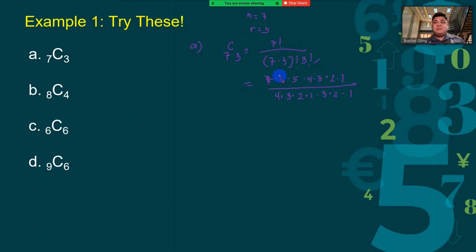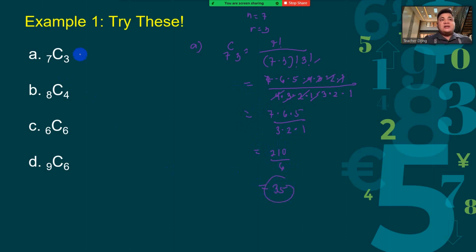Then cancel the same numbers, so we have 4, 4, 3, 3, 2, 2, 1, 1. And then list down what remained. We have 7 times 6 times 5 over 3 times 2 times 1. So all we need to do is to simplify the numerator and the denominator. 7 times 6 times 5 is 210. Then 3 times 2 times 1 is 6.